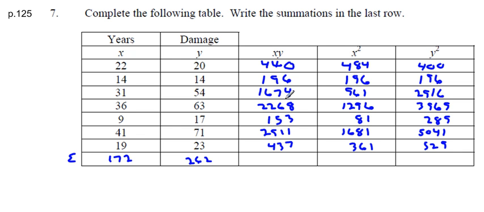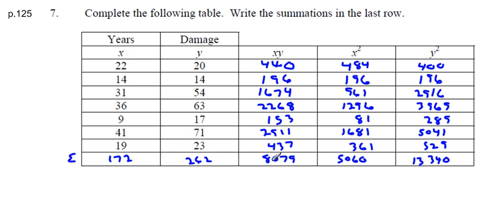If we add up all these xy's, we get a value of, let's see here, 8079. And if we add all the x squared, we get 5060. And if we add all the y squareds, we get 13,340. And there our table is complete.